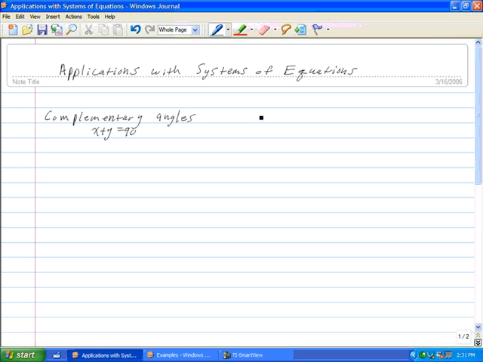If you were to see a problem that said something about supplementary angles, then just from seeing that phrase, you know that one of your equations is going to be x plus y equals 180. And of course they will need to supply more information so that you can come up with a second equation, but just the title of the problem in a lot of cases is going to give you one of your formulas. Let's go back and work a complementary angle problem.